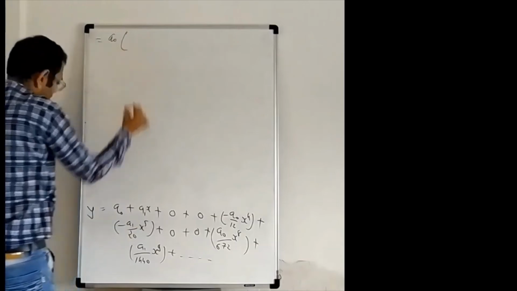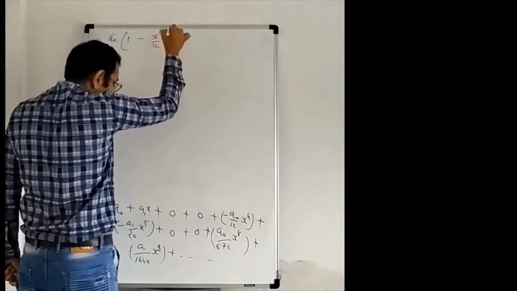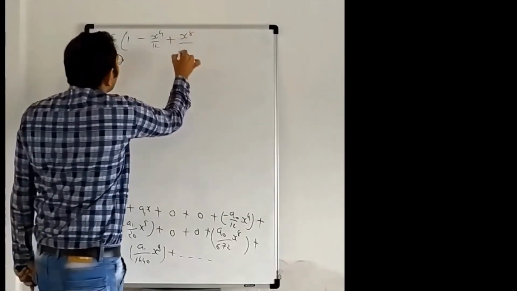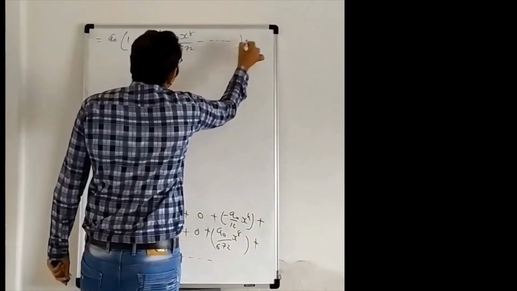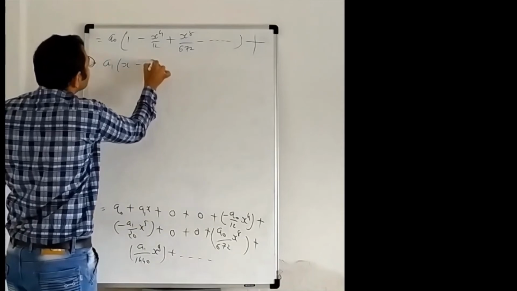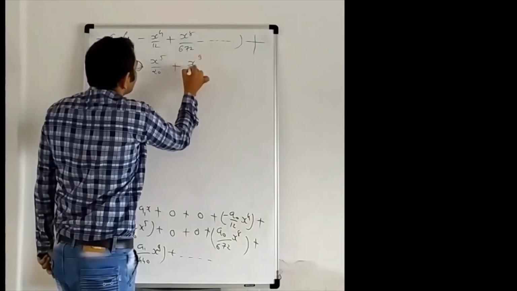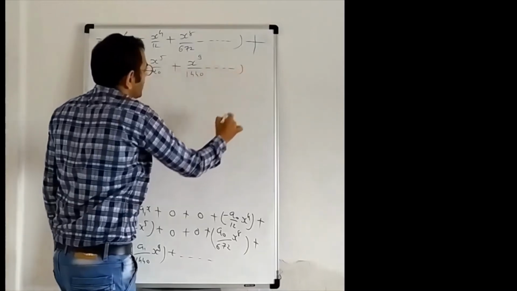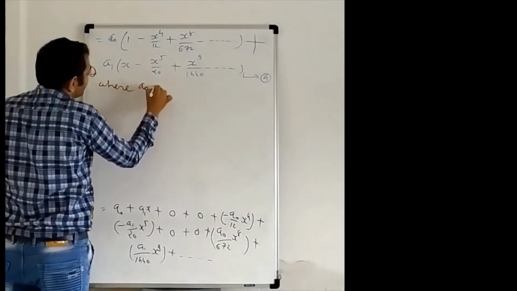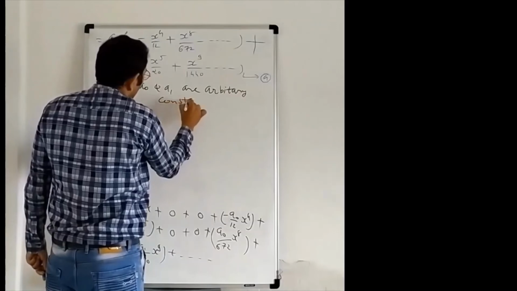Now in this equation, take A0 common. Then first one is 1 minus x raised to 4 by 12 plus x raised to 8 divided by 672 minus and so on, plus A1 times the first term, which is x minus x raised to 5 by 20 plus x raised to 9 divided by 1440 minus and so on, which is equation number 8, where A0 and A1 are arbitrary constants.